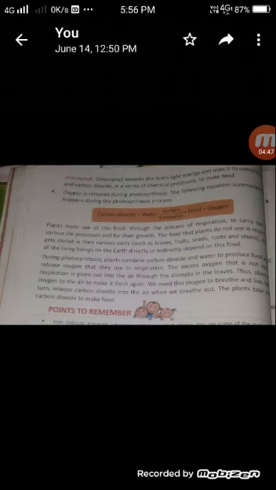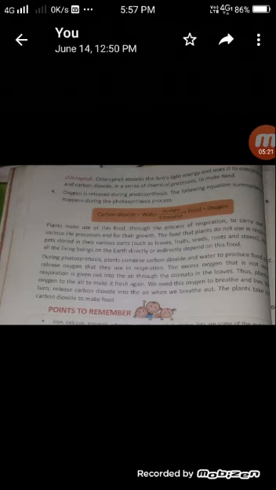Plants make use of this food through the process of respiration to carry out their various life processes and for their growth. The food that plants do not use in respiration gets stored in their various parts, such as leaves, fruit, seeds, root, and stems. Almost all the living beings on the earth directly or indirectly depend on this food.